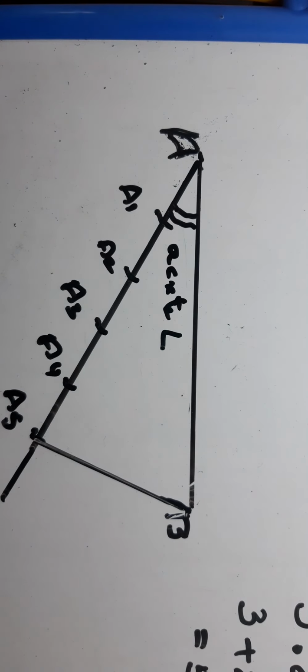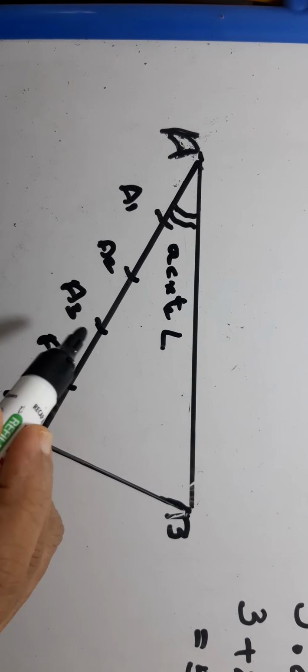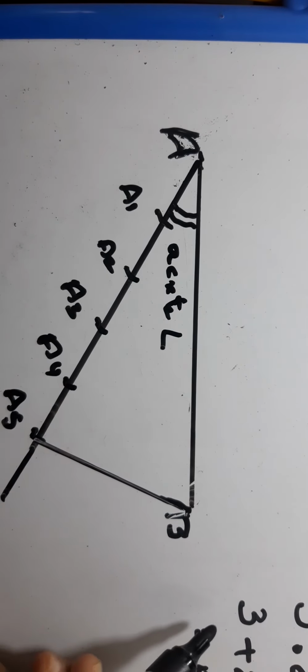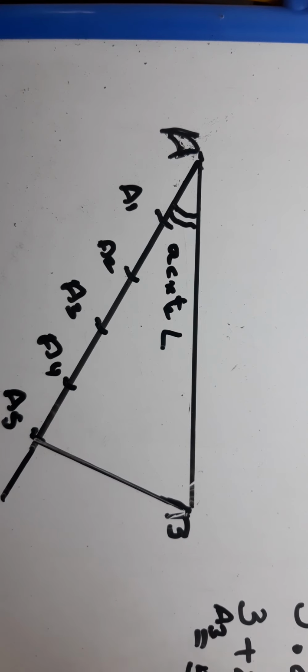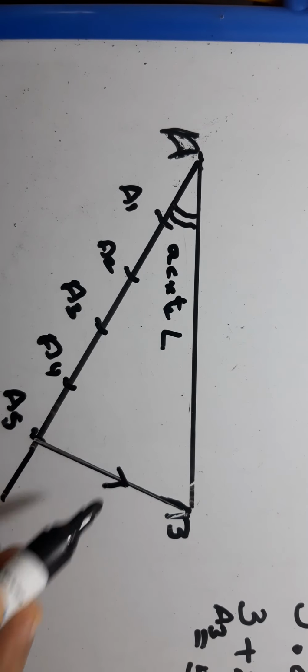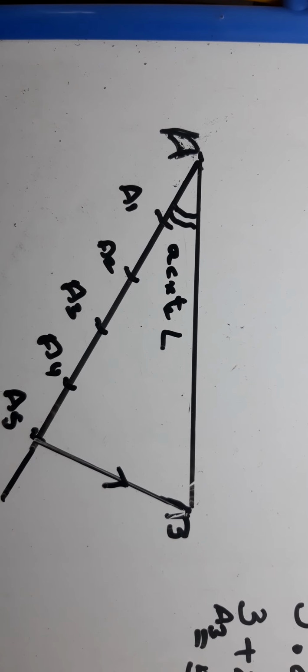After joining A5, now you see 3:2. That means A3 we have to take here, and this 2 is up to A5. Now at A3 you have to draw a parallel line to A5B.